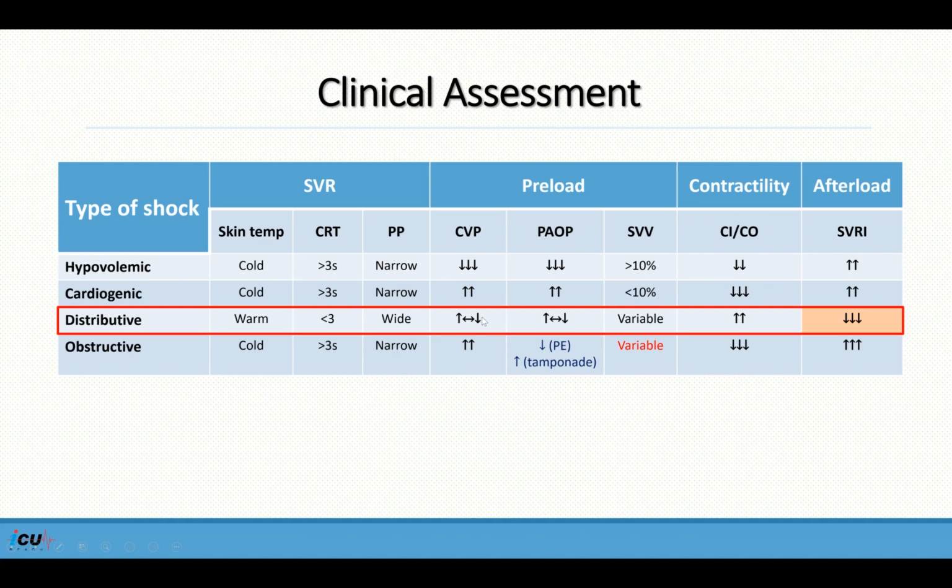It depends on the volume status of the patient, but because of increased capacitance, the volume is distributed in a larger tank at this point, and the preload may be slightly decreased, but again, it is variable. It may be normal or increased. The stroke volume variation is dependent on the volume of the blood, or the intravascular volume, and it will be variable.